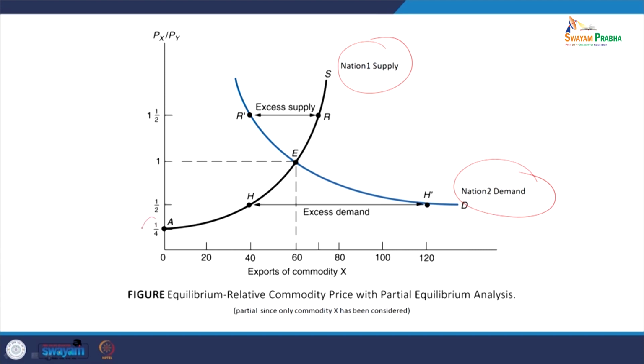So, starting with 1/4 as the relative price, when it increases, nation 1, the net supplier, is ready to export. Similarly, when the terms of trade for nation 1 is 1/4, the terms of trade in nation 2 is Py by Px. Since we are concerned with two countries, this is equal to 4.